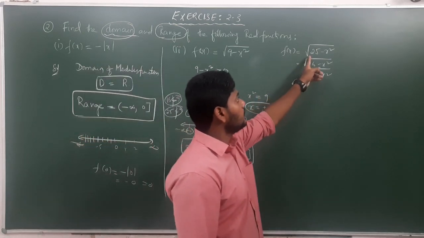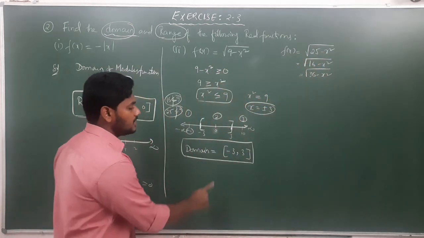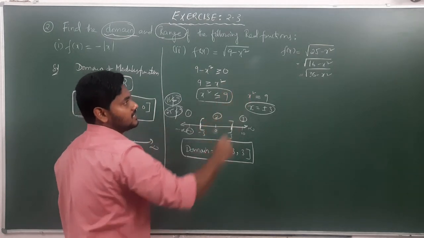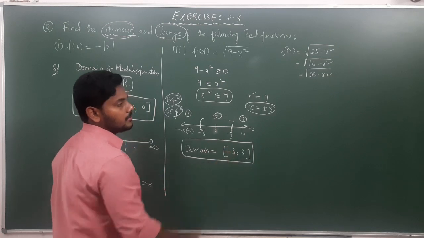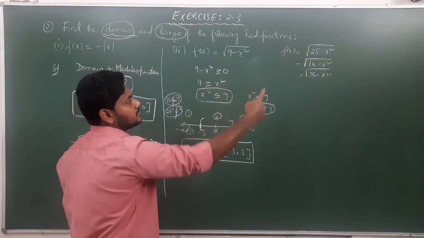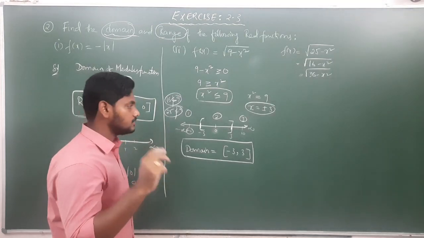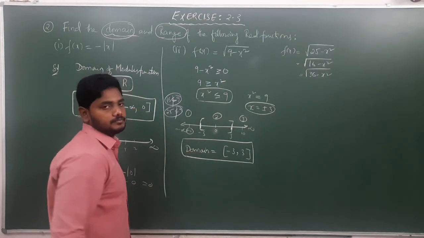Now if it is 25 minus x square, the domain is minus 5 comma 5 closed interval. Next, if it is 16 minus x square, minus 4 comma 4 closed interval. If it is 36 minus x square, minus 6 comma 6 closed interval. Did you get it? Yes. So this is about domain.